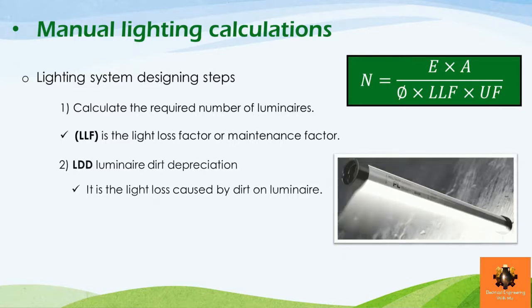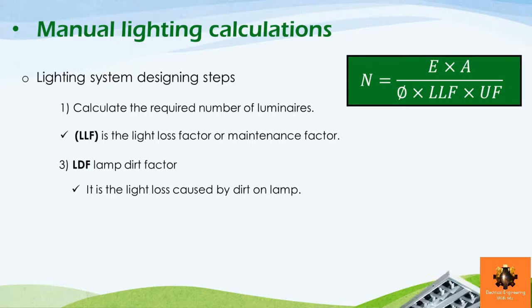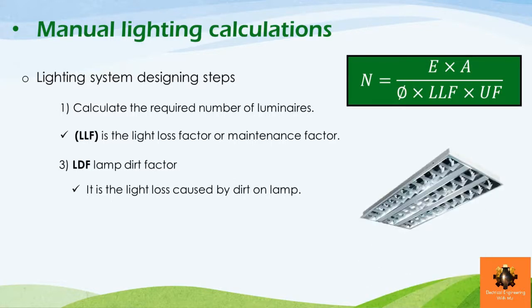Alright. Now the third factor we have is LDF, a factor that measures the amount of lumens that is lost due to the dirt on the lamp surface. This is because when dirt or dust accumulates on the lamp surface, the output lumens of the lamp will decrease. Hence, we need to consider this decrease of the lumens output of the lamp due to the dirt effect. But you can notice that we are now considering the dirt on the lamp itself, while for the previous factor it was the dirt on the luminaire, not the lamp, as it was the luminaire dirt depreciation.